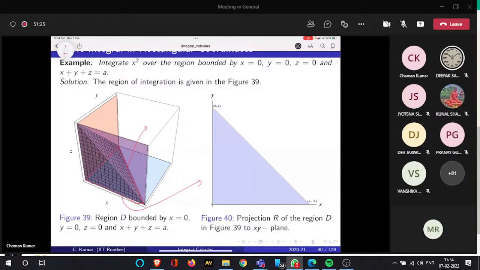Yes, this is x plus y equals a. Why? Because z equals 0 is the XY plane. When you project this in the XY plane, z becomes 0. So in this equation you put z equals 0 and you get x plus y equals a. So this line is x plus y equals a. That is why you see the points (0, a) and (a, 0). And how about this line?